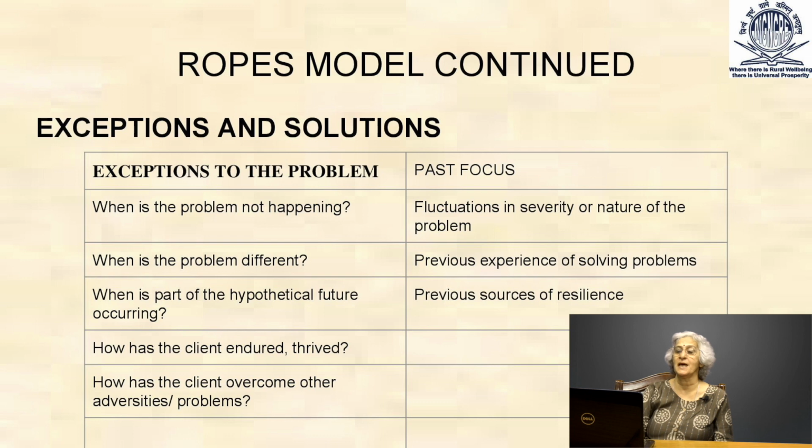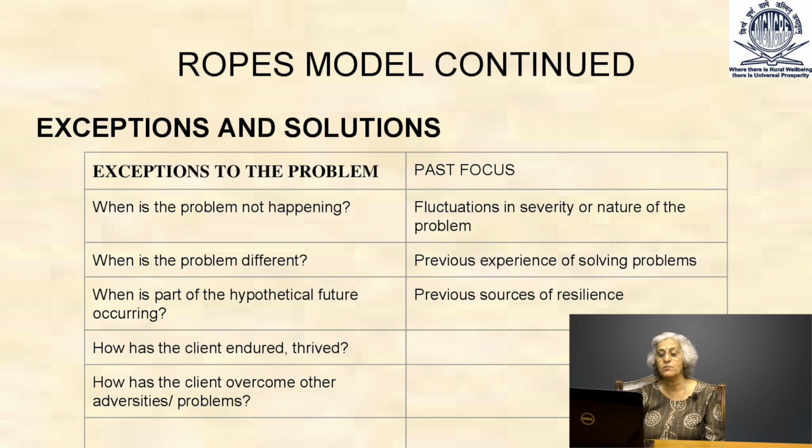In the last aspect of the ROPES model, we have exceptions and solutions, the E and the S. So what do we ask when we try to understand what are the exceptions to the issue or the problem? We could ask, when is the problem not happening? When is the problem different? When is part of the hypothetical future occurring? And how has the client endured or thrived so far? How has the client overcome other adversaries, other problems, other issues which have come in his or her life?